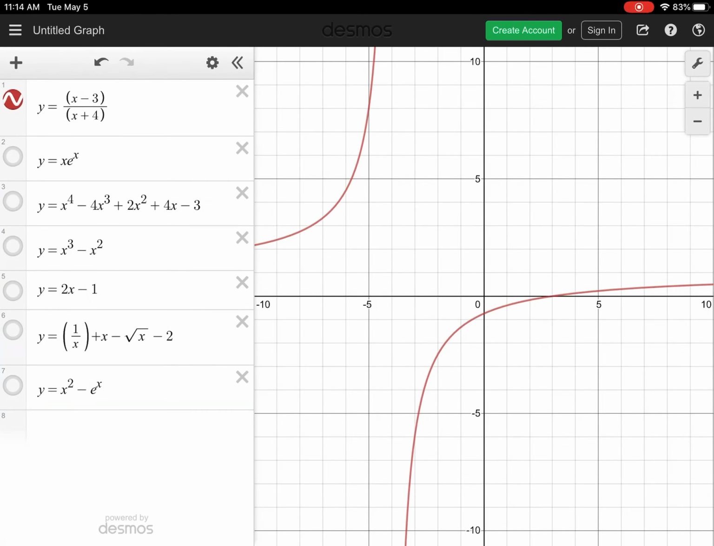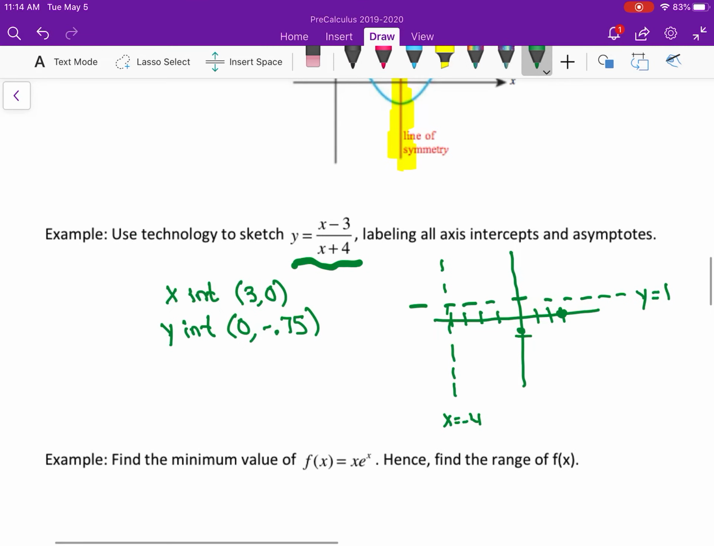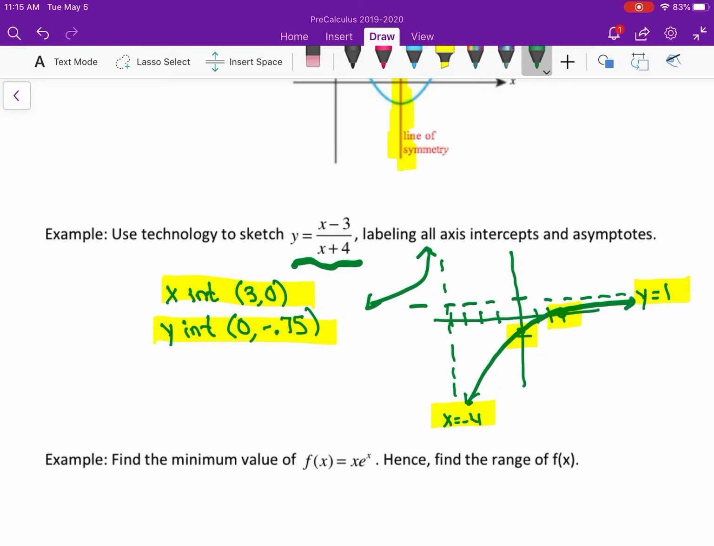And we can get that from our graph. Here's our 3, 0, and 0, -0.75. So it goes ahead and shows those if you use Desmos. All right, and then our graph looks something like this. Then we have this piece up here. Okay, so we've got our asymptotes labeled, we've got our intercepts labeled, and here they are. So we labeled everything we needed to label.